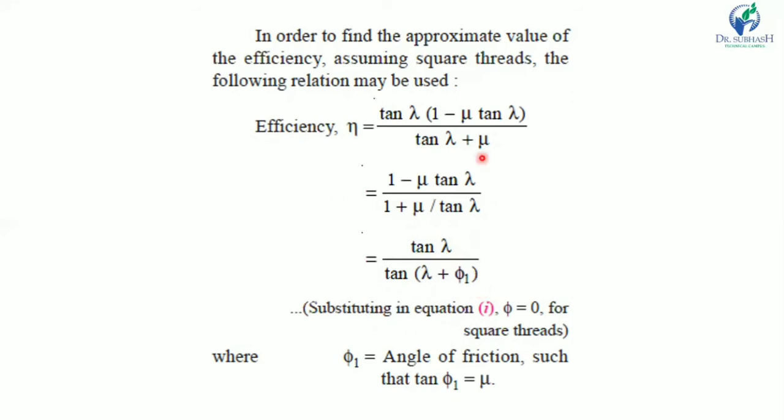Substituting in equation 1, phi is equal to 0 for square thread. For square thread, the pressure angle is equal to 0, and phi 1 is the angle of friction, such that tan phi 1 is equal to mu. So the efficiency by assuming the square thread is eta equal to tan lambda upon tan (lambda plus phi 1).